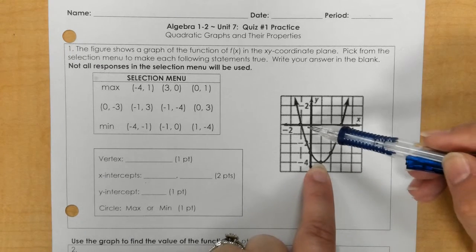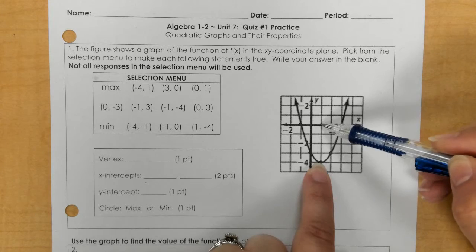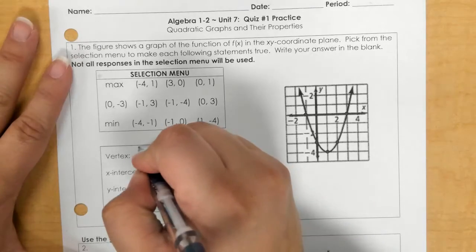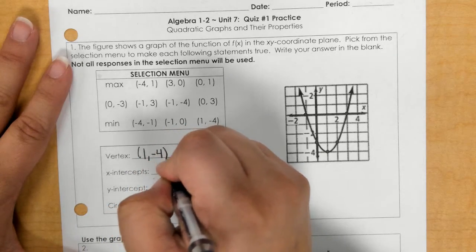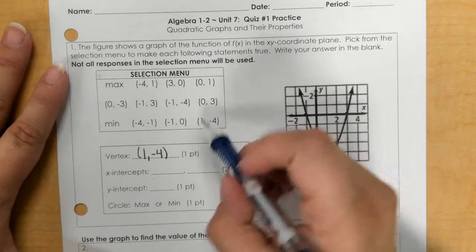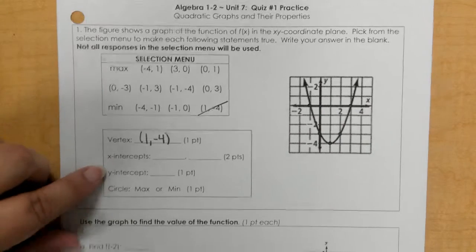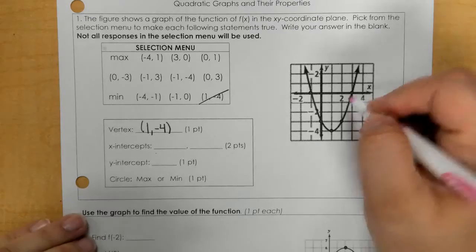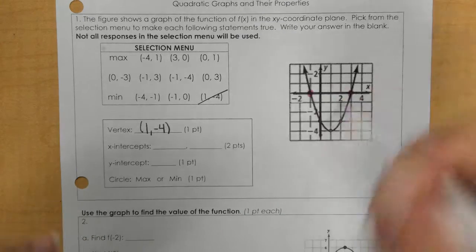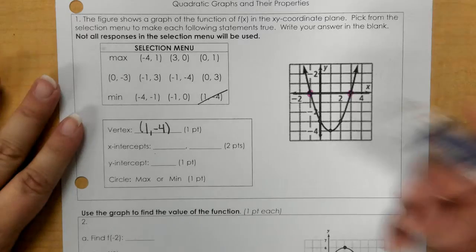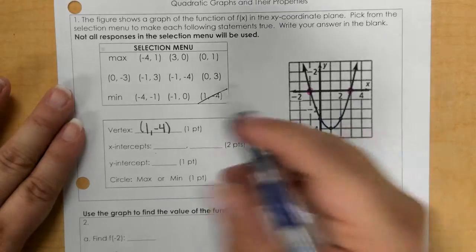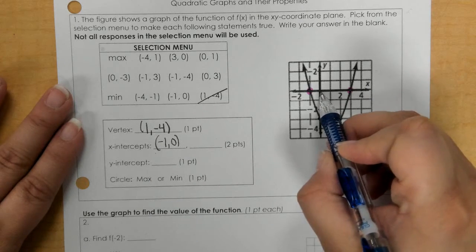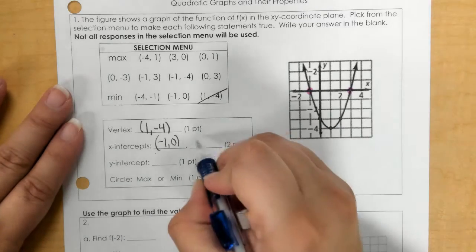So to get here, starting from 0, 0, I go over 1 and down 4. So that would be positive 1, negative 4. And that is in the selection menu. Okay, my x-intercepts are right here. So these 2 points here. Okay, the first point would be negative 1, 0. The second point would be positive 3, 0.